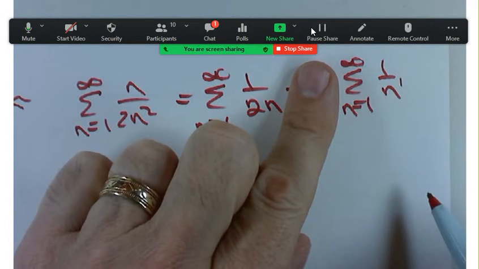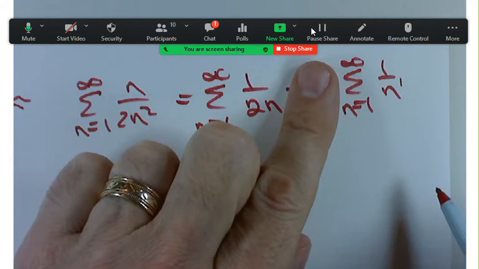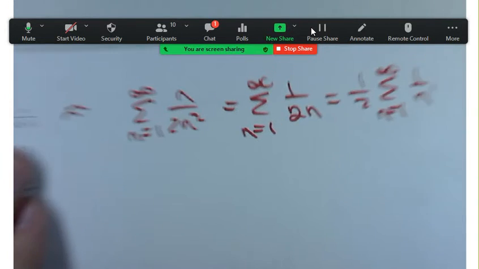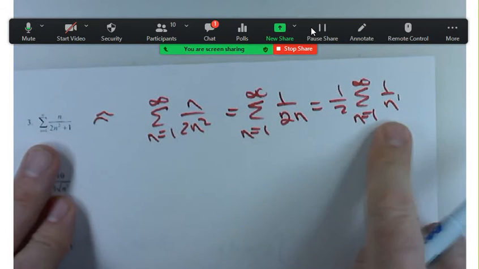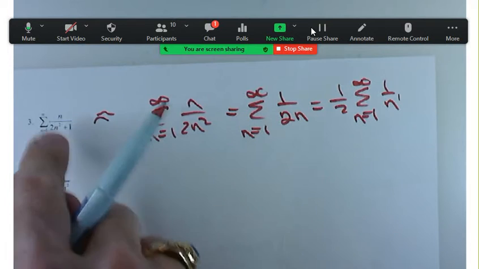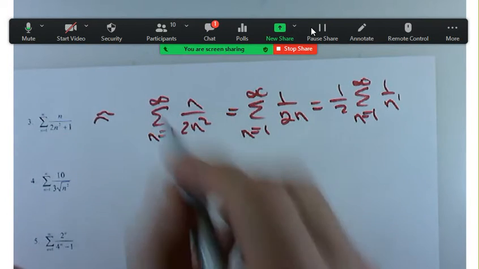Ooh, that's a 1 there. That's a p-series. It's your harmonic series. It diverges, always. So what I would do with this is I'd use the limit comparison test. Use this series, which we know diverges, and use the limit comparison test. So LCT.